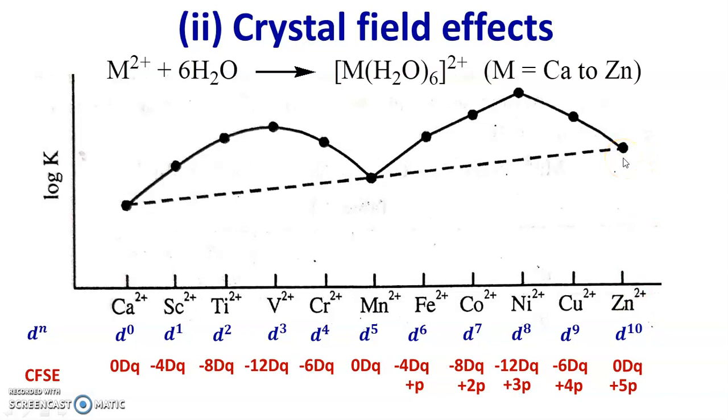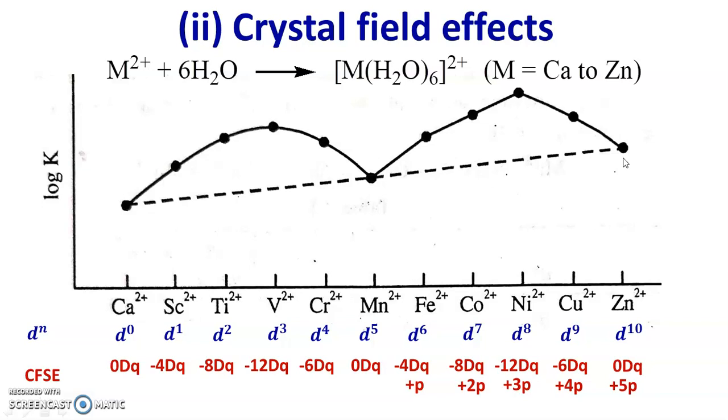So remember, from this plot, the double hump curve, some of the important highlighting points are that the higher values of stability constants than expected are due to the crystal field effects and can be explained on the basis of crystal field stabilization energy. And the greater the crystal field stabilization energy, the greater is the value of log K.